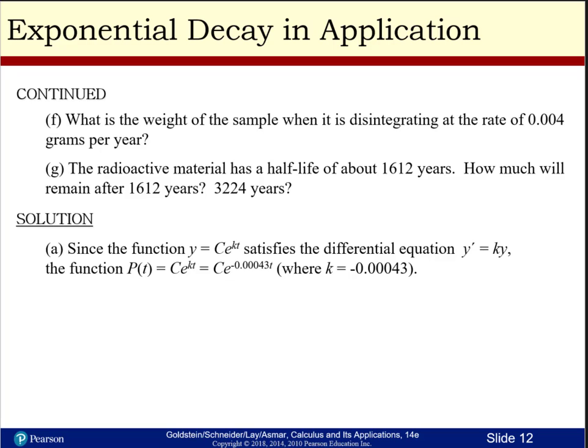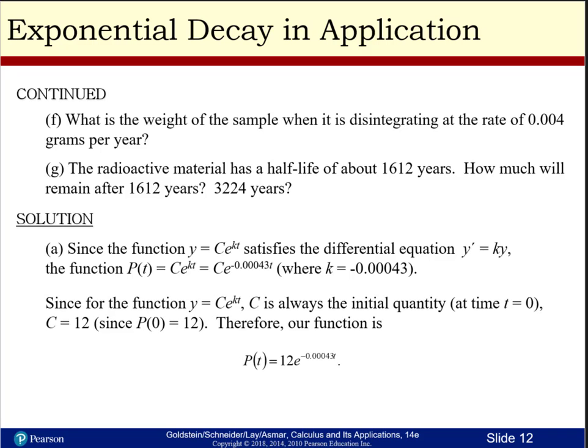Since the function y equals c e to the kt satisfies the differential equation y prime equals ky, the function P of t equals c e to the kt equals c e to the minus 0.00043 t, because we have decay and our constant k is negative 0.00043. Since in y equals c e to the kt, c is always the initial quantity at time 0, c is equal to 12 since P naught equals 12. Therefore, you just plop that 12 in for that c, or the P naught, if you will, and P of t equals 12 e to the negative 0.00043 t.